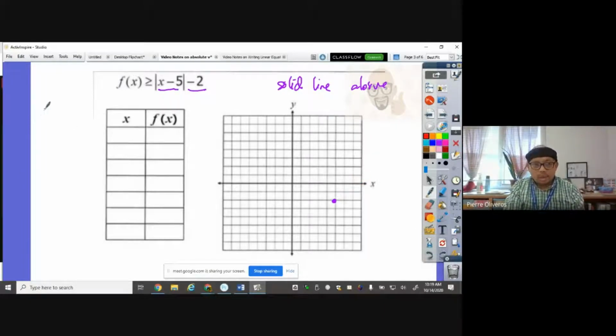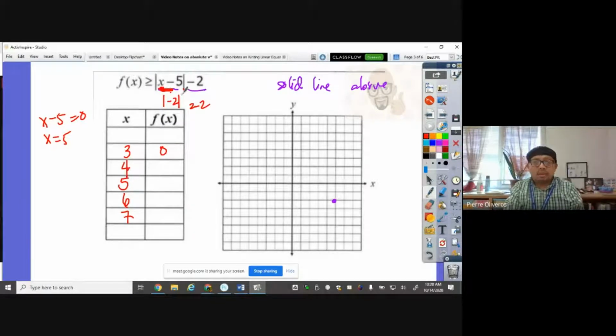So we grab the expression here, this one here, x minus 5 equal to 0. Solve for x, x equal to 5. So put the 5 right in the middle of the table. And then pick a couple of numbers before 5 and after 5. I'm going to say 4 and 3. And I will have 6 and 7. Now, therefore, I will plug in the 3 over here. 3 minus 5 is absolute value of negative 2. Absolute value of negative 2 is 2. 2 minus 2 will be 0.